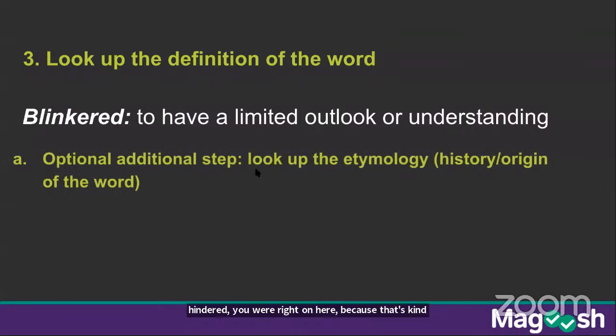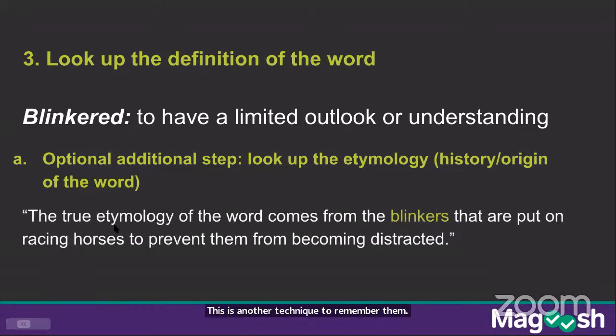So at this point, step 3 is actually to look up the definition of your word. An optional step that I like to call out, if you are a total dork like I am, you might be interested in things like etymologies. These are the histories or origins of words. I find them deeply fascinating to learn where words come from, but it's also a great technique for remembering really strange words, or words that you're finding a tough time remembering. Because the true etymology of this word, blinkered, comes from the blinkers that are put on racing horses to prevent them from becoming distracted.